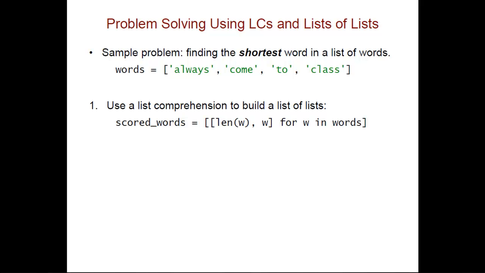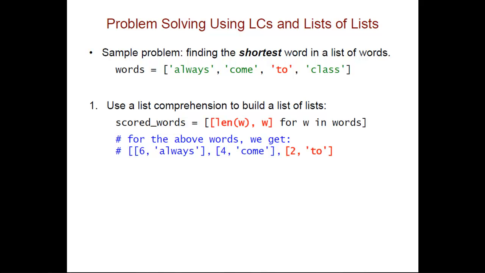And if I apply this expression, this list comprehension, to the list of words that you see above, we're going to end up with 6, always, right? Because the length of always is 6. That'll be our first sublist. Then 4 followed by the word come. Then 2 with the word to. And 5 with the word class. So you can see each word has been paired with its length. And that gives us our list of lists.